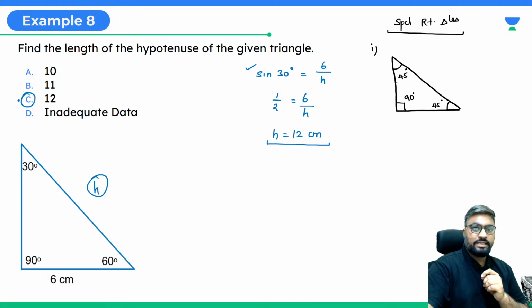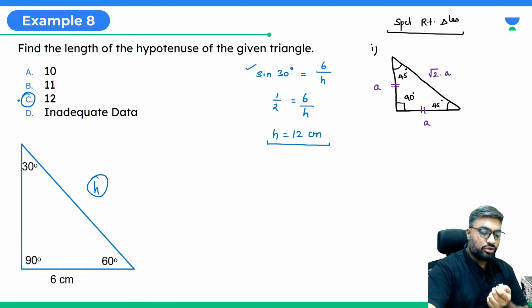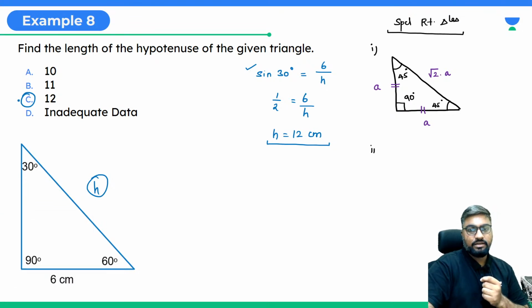Here these two sides are equal, opposite sides. In an isosceles right triangle, or a 45-45-90 right triangle, what happens? If the side opposite to 45 is A and the side opposite to the other 45 is also A, then this side will be root 2 times A. Root 2A. Clear? Yes, this is one of the special right triangles, and the other special right triangle is a 30-60-90 special right triangle.